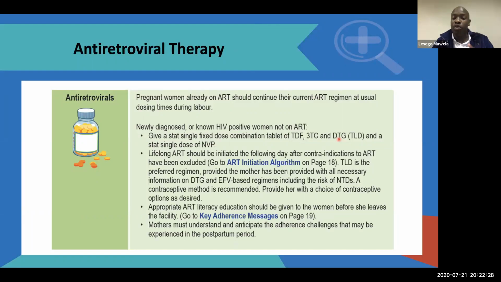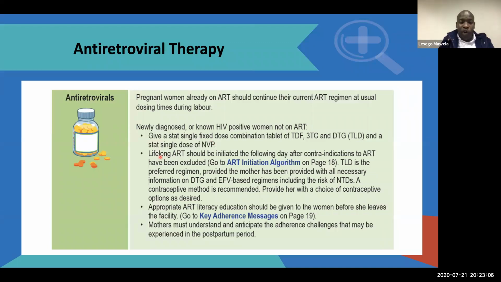Previously we used to give Truvada and AZT 3-hourly. That is an old protocol. It is no longer practiced. So we will give ARVs, triple drug therapy, the combination of tenofovir, lamivudine, and dolutegravir, and a single dose nevirapine as a stat dose. We give and say stat dose. We are intervening because your viral load is presumed to be high and you are in labor. We don't have time to talk about lifelong ARVs at that point in time, right?